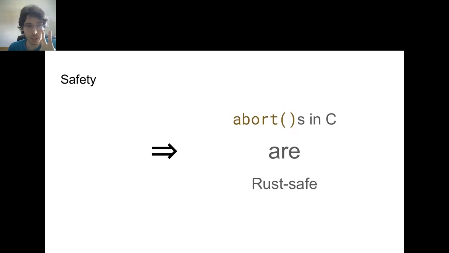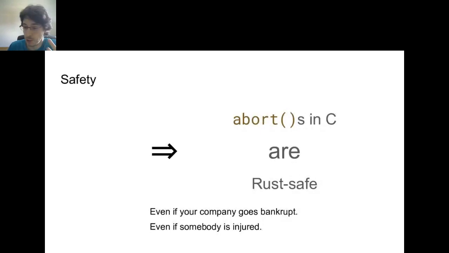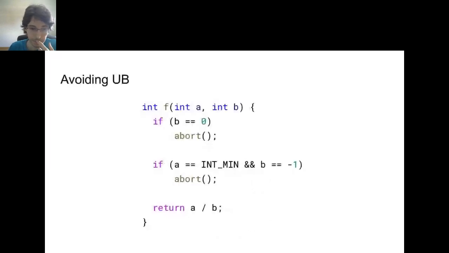And this is something that may shock, which is why I was talking about functional safety. Imagine that you call abort and you kill your business, because your system is business critical and your company goes bankrupt because you lost all your clients. That is completely Rust safe. That is non-undefined behavior, that is completely fine. Also, if somebody is injured because you are doing a safety critical application and you call abort, that is completely Rust safe, but it's not, of course, safe in the functional safety sense, okay?